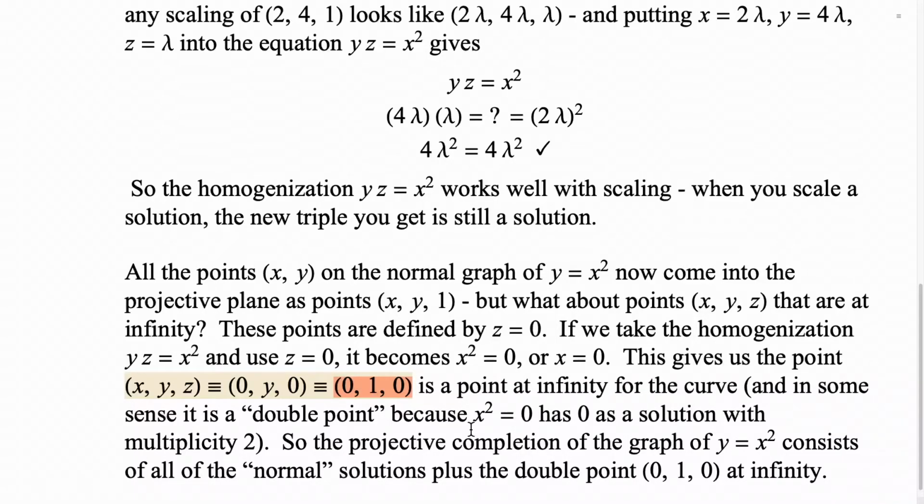And in some sense, it's actually considered a double point, because when you look at the equation x equals 0 that came up, 0 is a solution to that with multiplicity 2. So the projective completion of the graph of y equals x squared consists of all the regular points, or regular solutions, together with the doubled point 0, 1, 0 out at infinity.